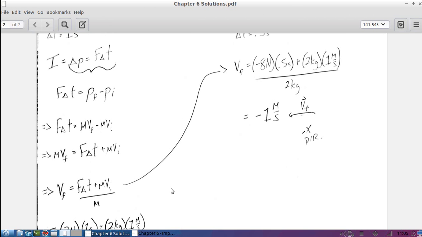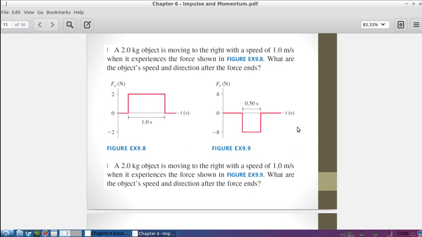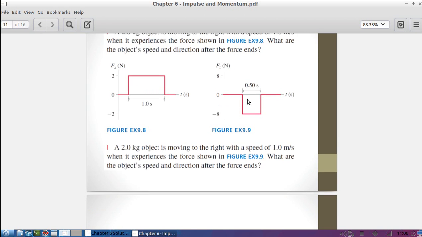Using the impulse-momentum theorem, I calculated the impulse from the graph. I knew the initial momentum because I knew the object's initial mass and velocity. I need the final velocity that comes from the final momentum. Nearly identical process for this example. The difference is the force is now in the opposite direction. It's a negative force. Just like with work, if I had an area under the x-axis, that area was negative. So same thing here: I've got a negative impulse, a negative force over a time interval.